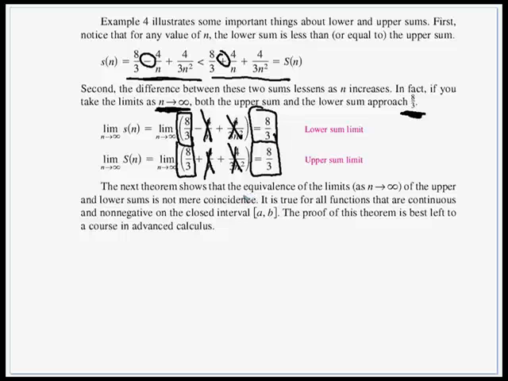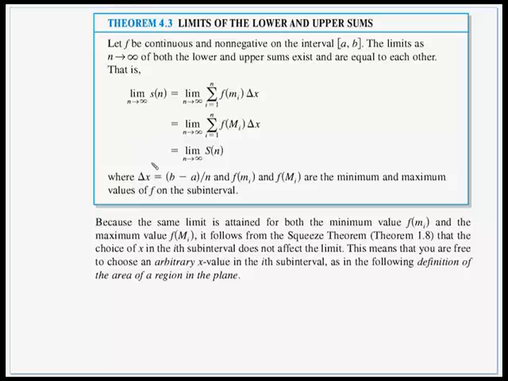The next theorem shows that the equivalence of the limits as n approaches infinity of the upper and lower sums is not a mere coincidence. It's true for all functions that are continuous and non-negative on a closed interval from a to b. The proof of this theorem is best left to a course in advanced calculus. So here's our Theorem 4.3, limits of upper and lower sums. Let f be continuous and non-negative on the interval from a to b. The limits as n approaches infinity of both the lower and upper sums exist and are equal to each other.